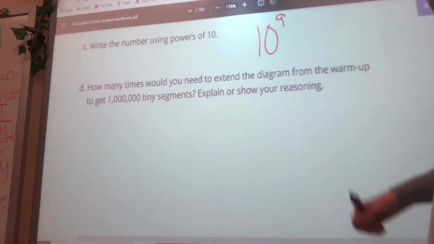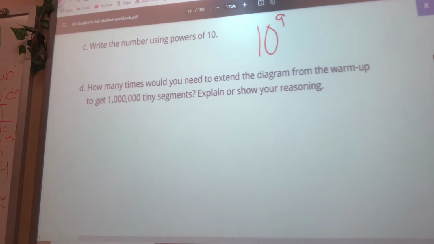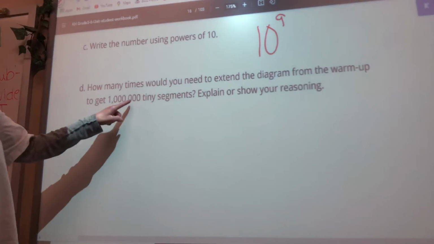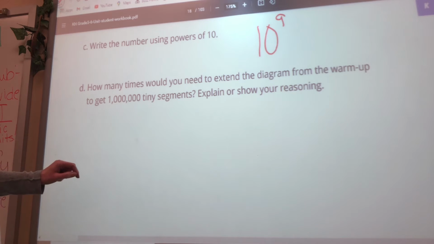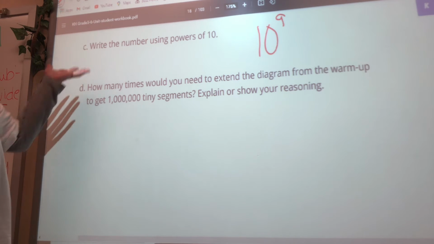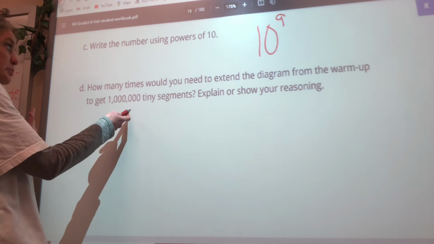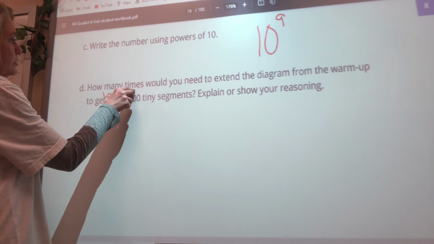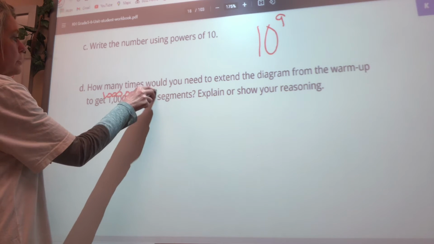Now, on D, how many times would you have to extend the diagram from the warm-up to get 1 million tiny segments? Okay, so let's see. I think they meant to put a billion there because that's what we were dealing with. And that would be 1, 2, 3, 1, 2, 3, 1, 2, 3.